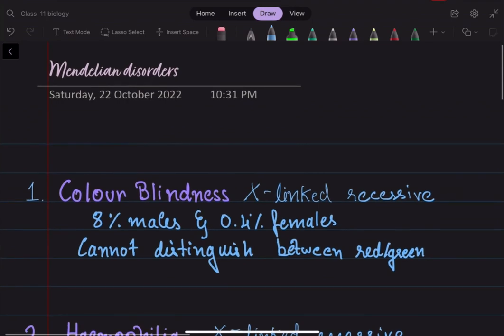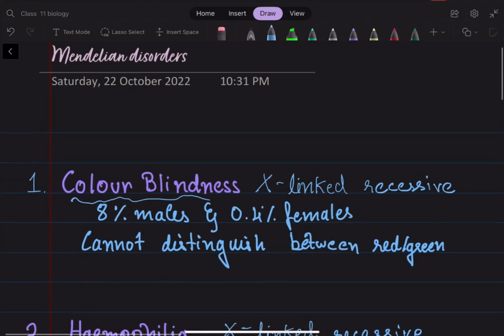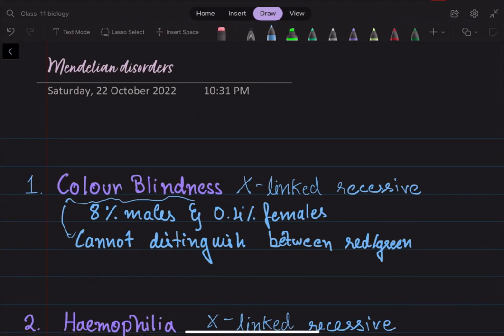First one is color blindness. Color blindness is an X-linked recessive disorder. That means the defective gene responsible for this disease is present in the X chromosome. In this disease, the person cannot distinguish between the color red and green because of defective cones. We know cones are responsible for color vision. It occurs in about 8% of males and 0.4% of females. So you can see males are more prone to this disease than females.